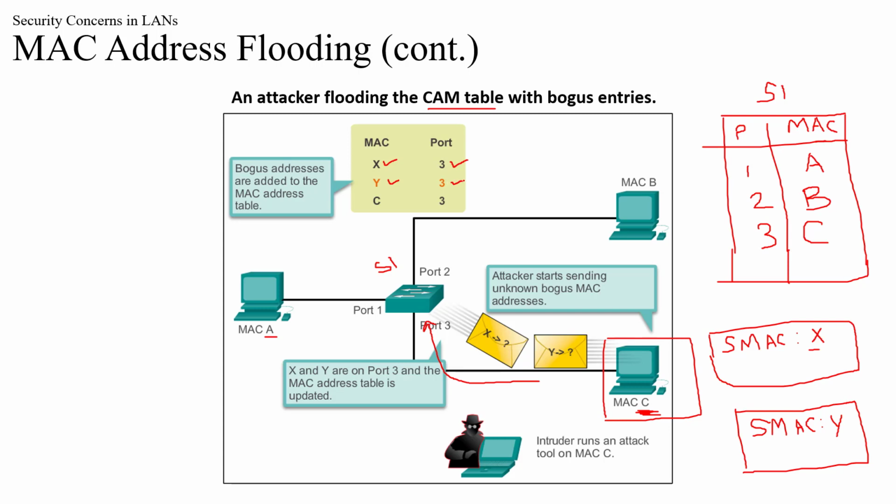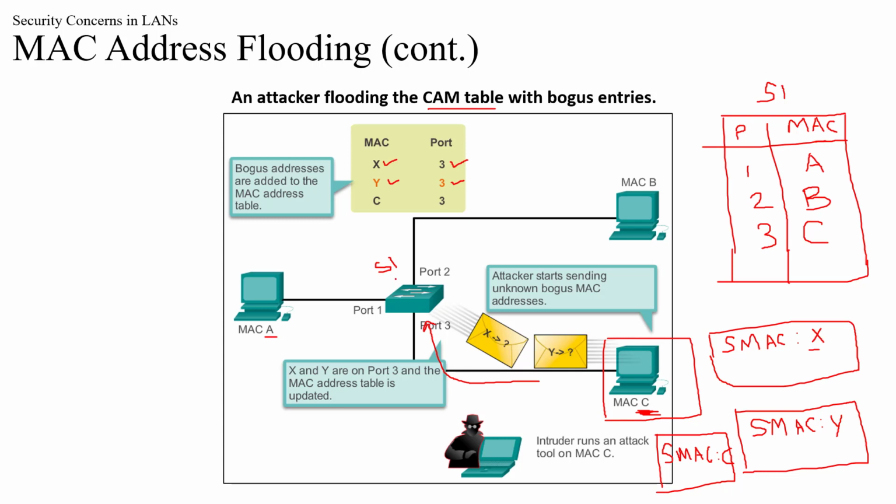Y is connected in 3. Then again, the attacker is creating another packet. Now in the packet, the attacker is going to give his original MAC address. So my source MAC address is, the attacker is now giving the real MAC address. My MAC address is C.